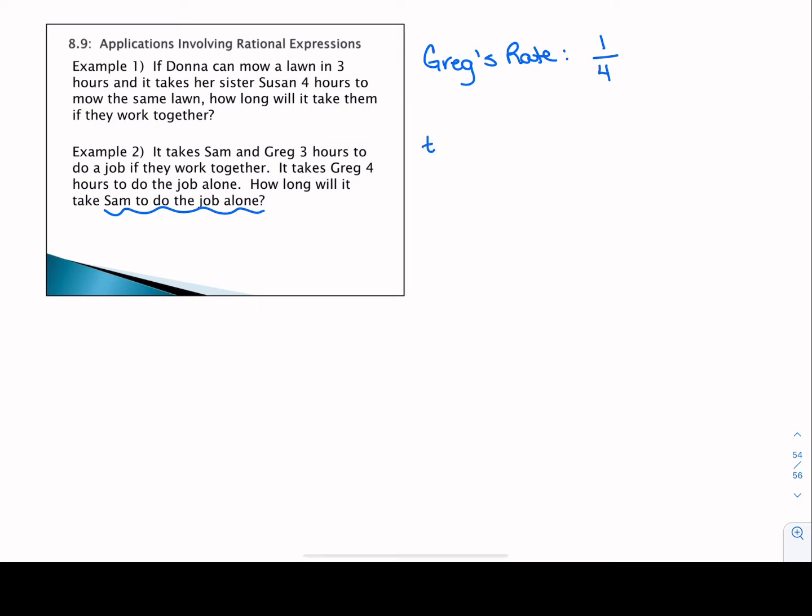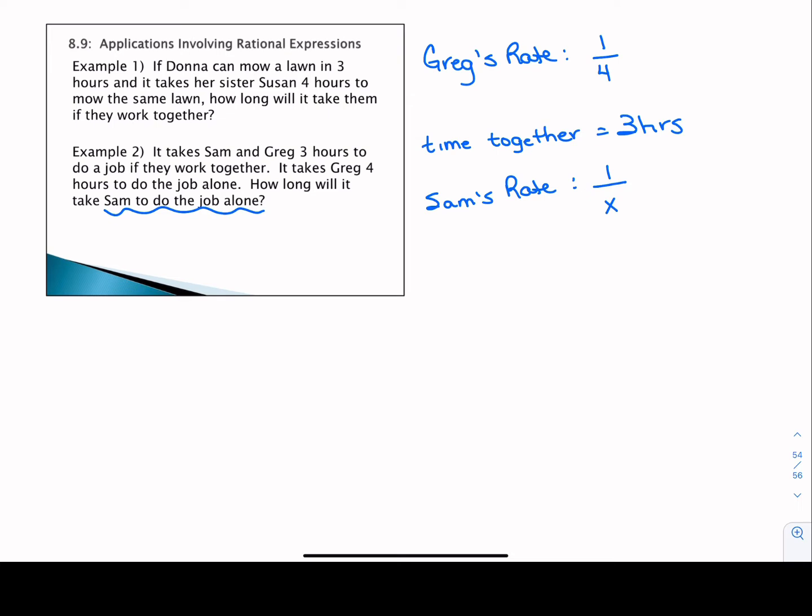Now, the time that they're spending together in this case, we know is exactly 3 hours because they're working together on the same job and we know they're done in 3 hours. What we don't know is how long it takes Sam to do the job all by themselves. So Sam's rate is going to look a little bit different. Sam's rate is going to be one job in x hours. So what we can say here is that x is representing the number of hours it takes Sam to do the job all by themselves.